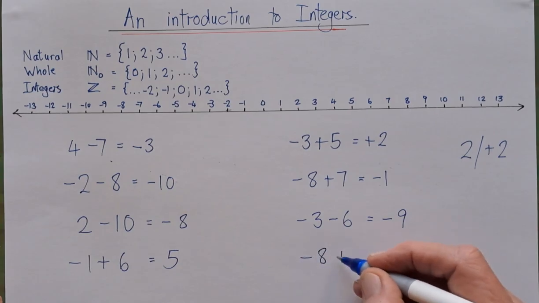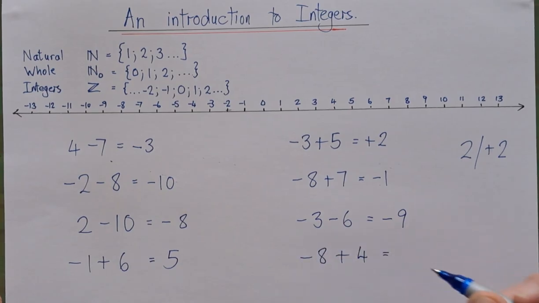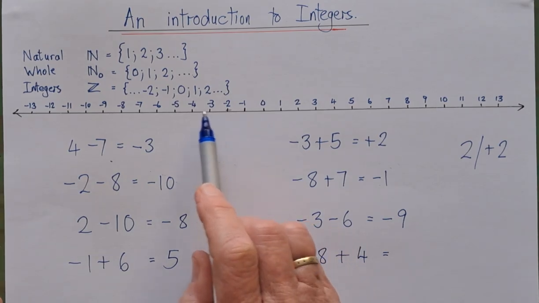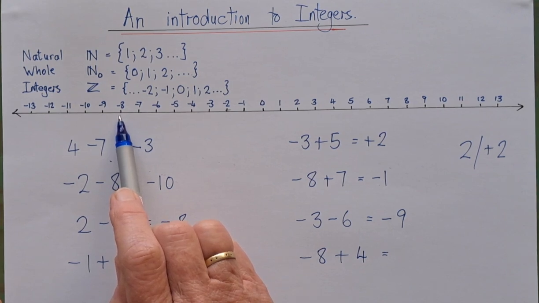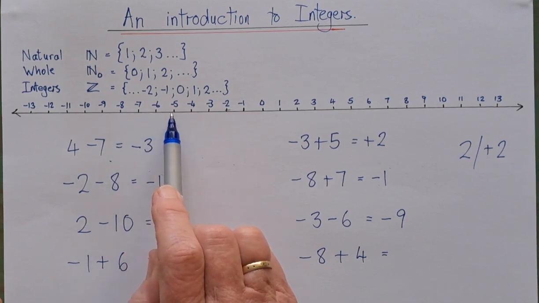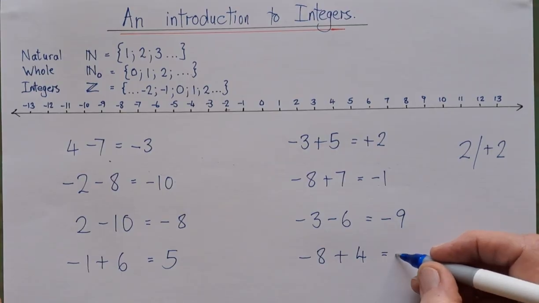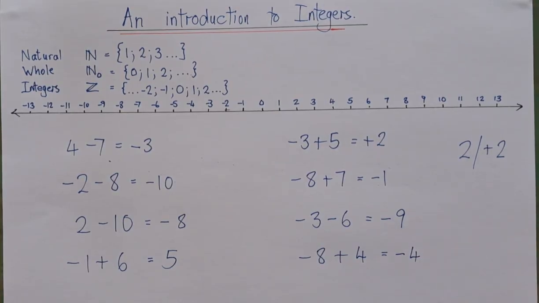Negative 8 plus 4. I'm starting on negative 8. There's my 0. Negative 8 is down the left hand side of the number line. I have to add 4, so I'm going to jump 4 times to the right. 1, 2, 3, 4, and I'm landing up on negative 4.